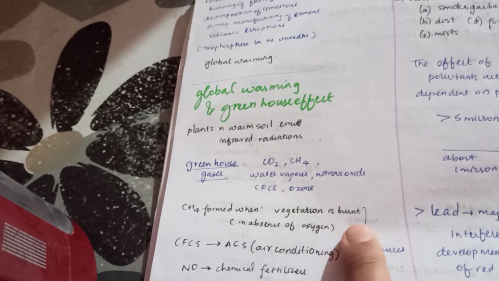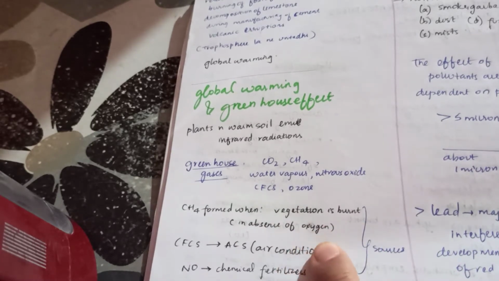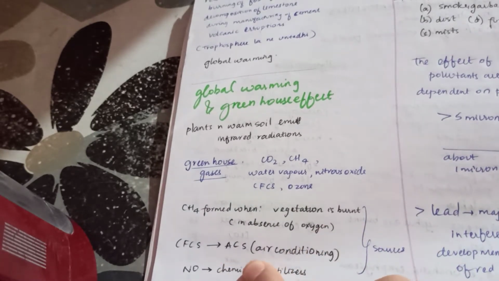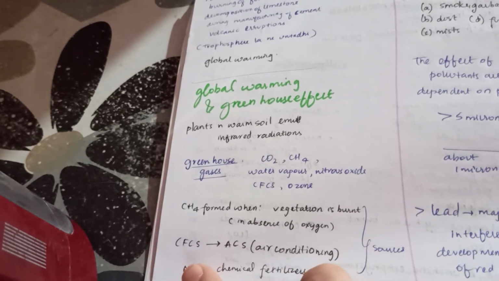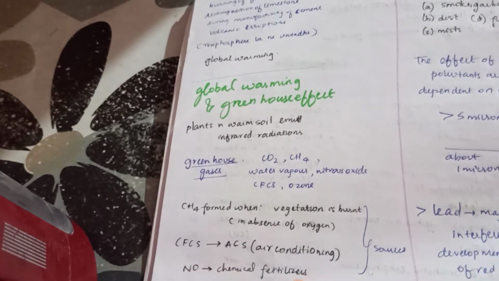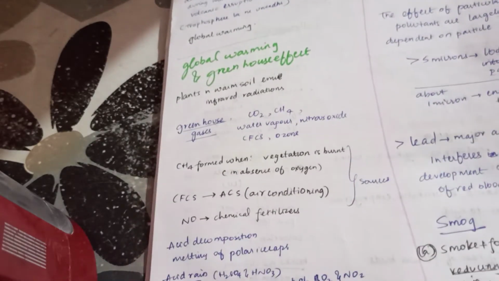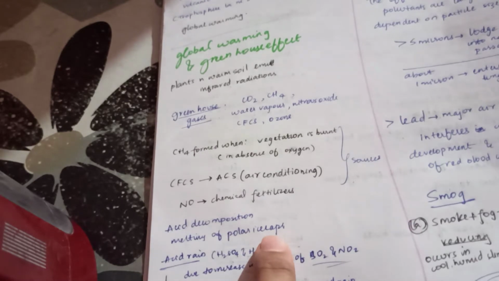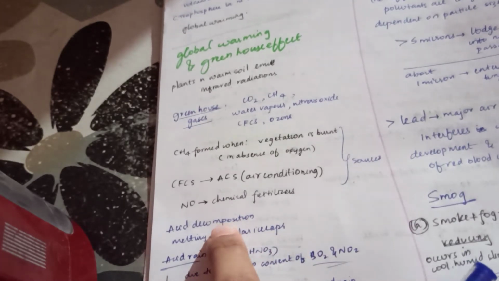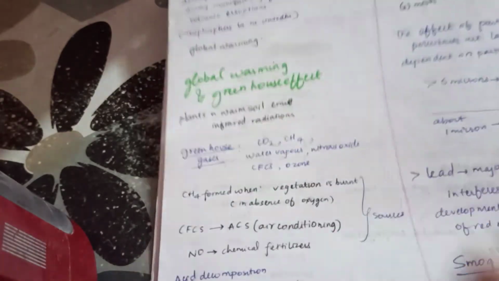CH4 is formed when vegetation is burnt in the absence of oxygen. And CFCs, chlorofluorocarbons, are released by air conditioning, and NO by chemical fertilizers. And acid rain and melting of polar ice caps are the issues we get from global warming.